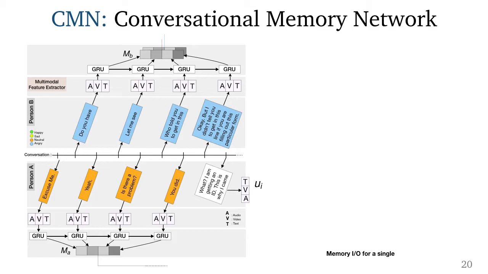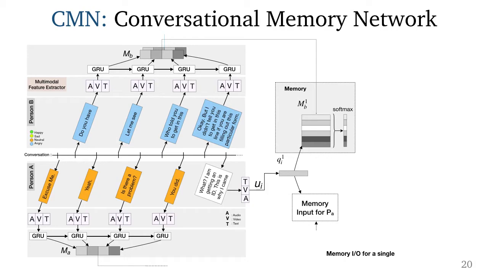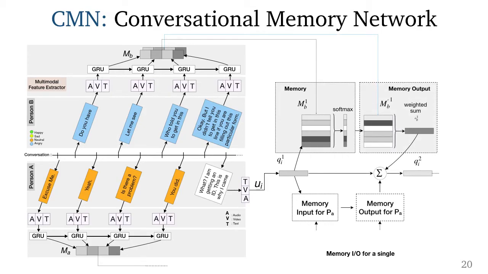I saw the detailed explanation here. For example, this is the memory input for person A, and that is for person B, and you have to classify UI. So you calculate the attention score here, which is a dot product and then a softmax. Once you do this, you get an output and you multiply this output with the input and you get another representation, and you repeat it multiple times. Finally, you can sum it up here as the output of person A.